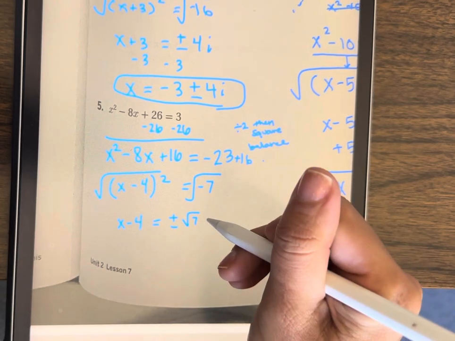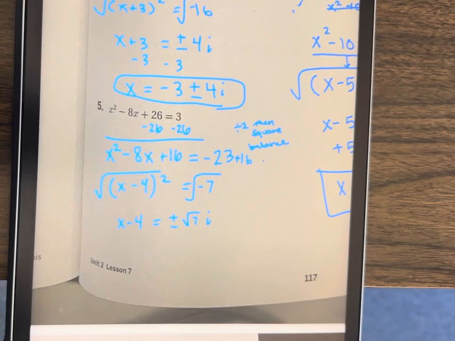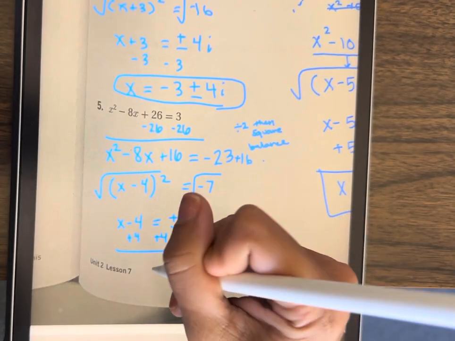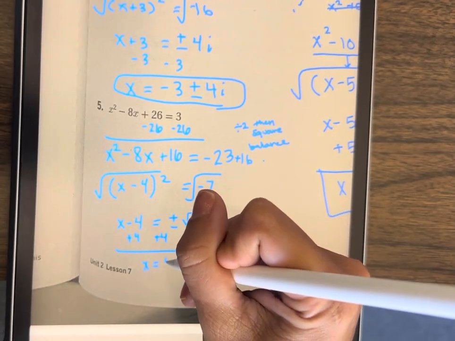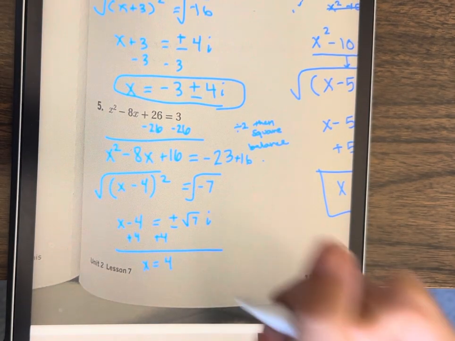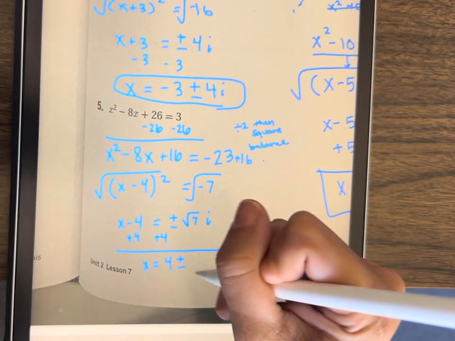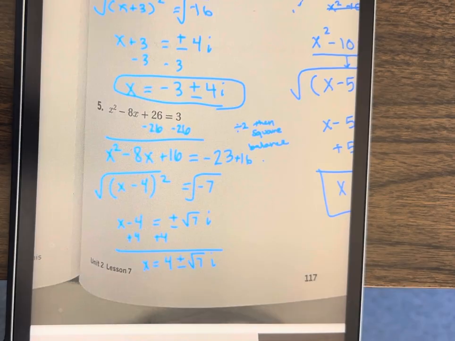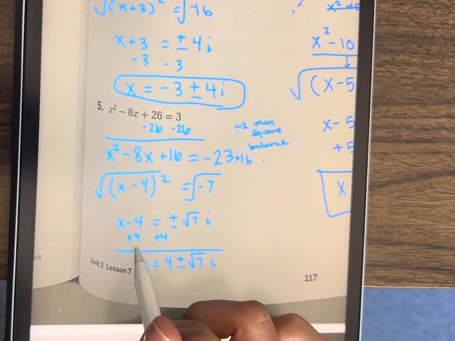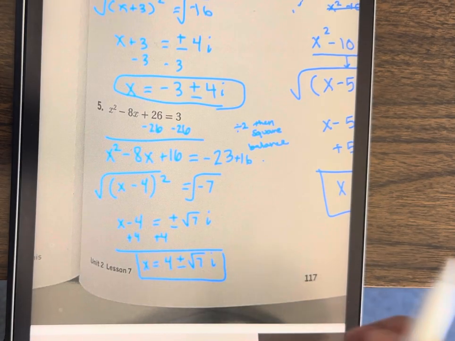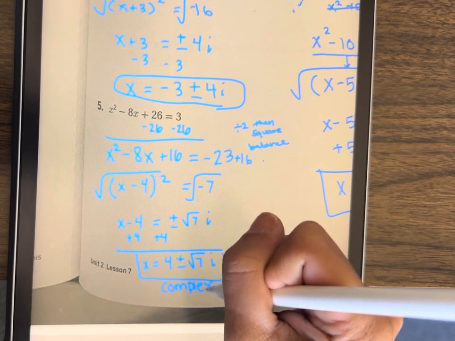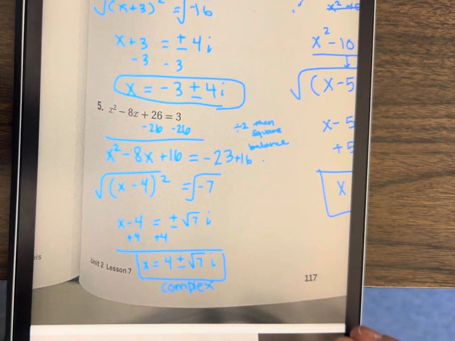But that negative is an i. 7 is a prime number, so it's not going to simplify, you guys. And then I just have to add the 4 now to both sides to get x equals. I'm going to put 4 first because it doesn't have an i in it. And I'm going to make sure my i doesn't look like it's in the radical and it's at the far end. Here are the 2, very much imaginary, 2 complex zeros.